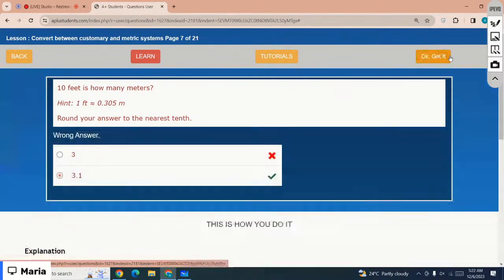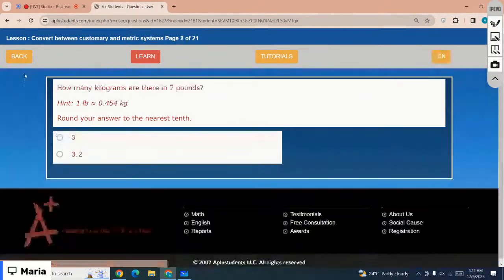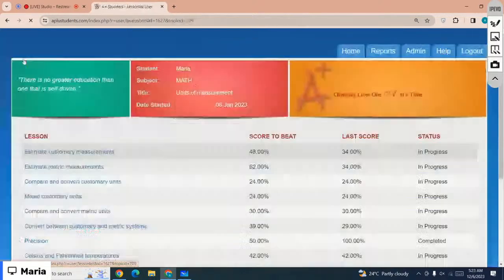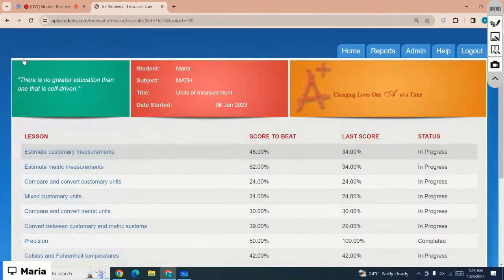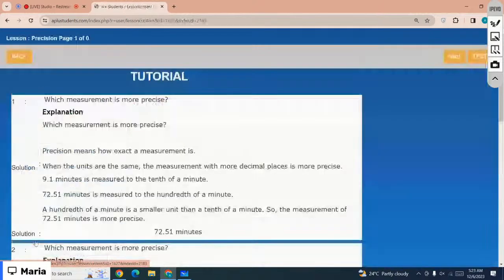And the next lesson is, oh, that is 3.1. Precision. Precision means how accurate the decimal values are, right? And how exact the measurement is. Which measurement is more precise, right? So the one that has more decimal values is more precise.